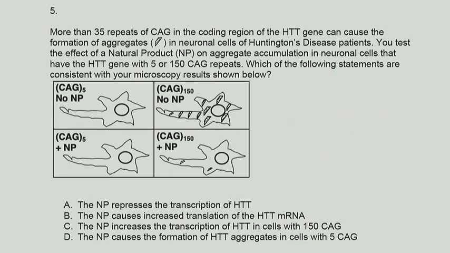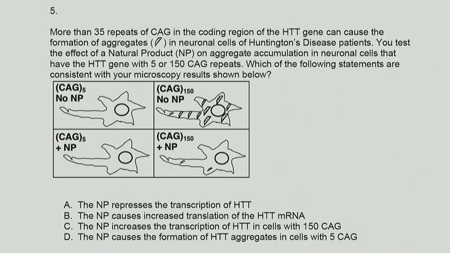Okay. The Huntington's gene has these CAG repeats. If you get more than 35 of them, the gene product becomes aggregable, right? It can start making these aggregates. So you test the effect of a natural product on aggregate accumulation in neuronal cells that have the gene with 5 or 150 CAG repeats. Which of the following statements is consistent with the microscopy below?